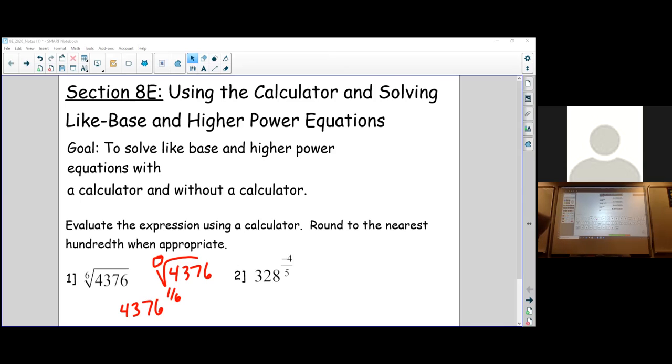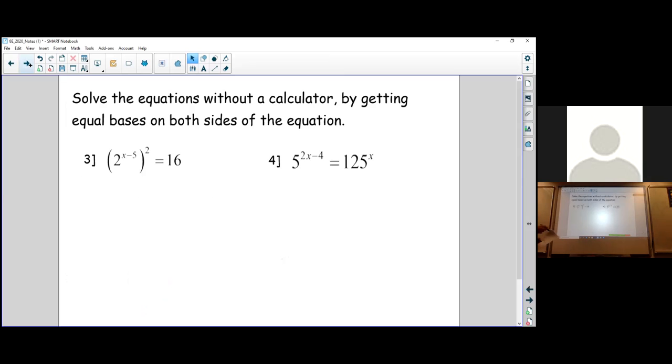And again, I could have tried to find the 5th root where I plug it in and gone from there, but sometimes it's easier to just plug it in. And it says solve the equation without a calculator and try and get equal bases on both sides. So now we want to walk away from the calculator.